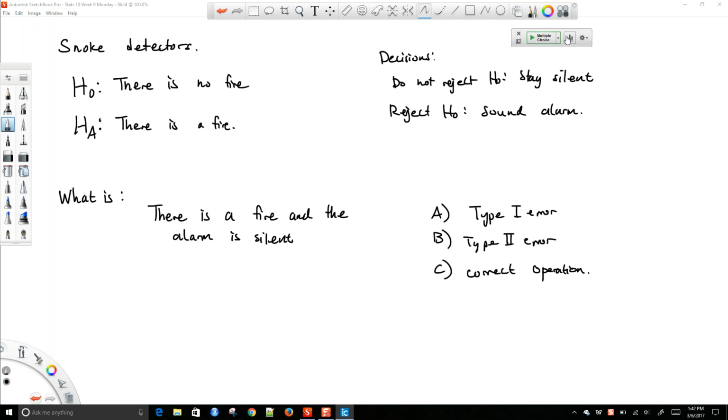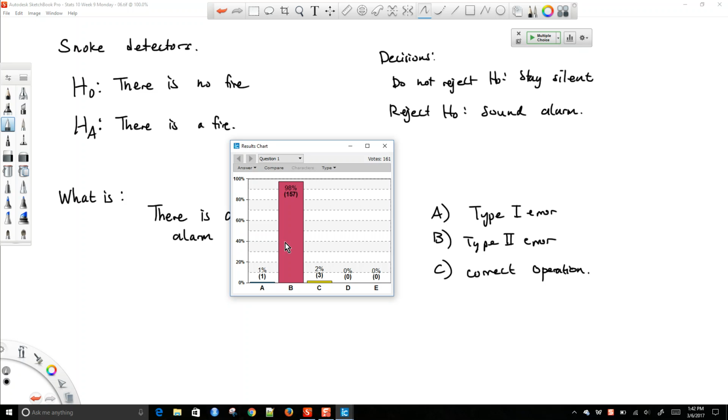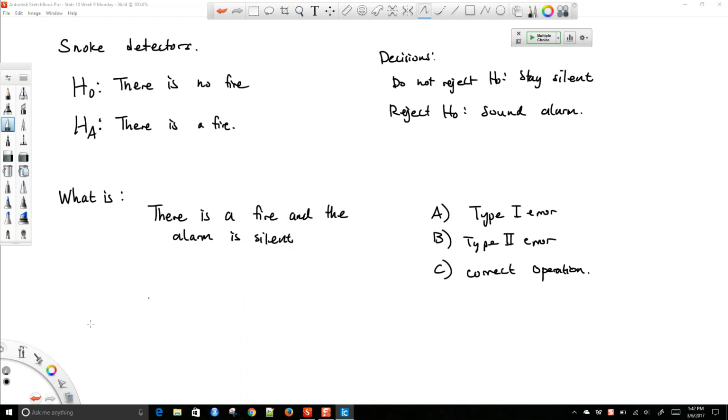Okay, about 98% of you got it right. There is a fire means the null hypothesis is false, and the alarm is silent means we did not reject the null hypothesis. So that would be a type 2 error. All right, here's a follow-up question.